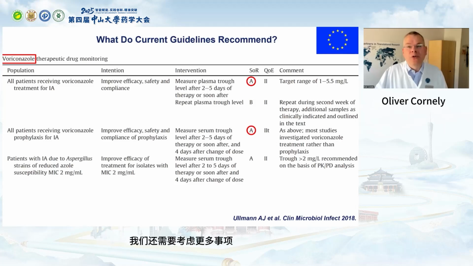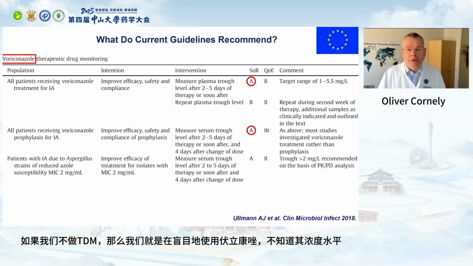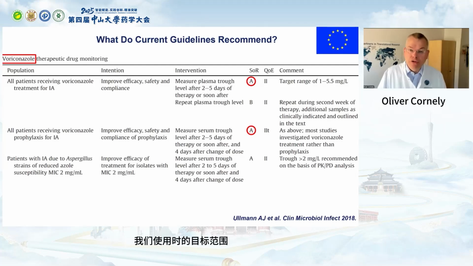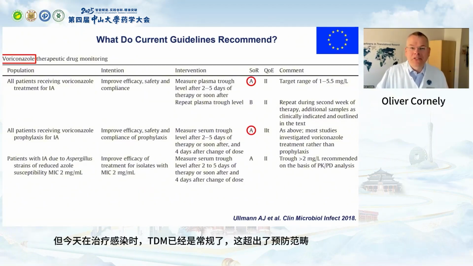More things to consider when choosing between the two drugs. Voriconazole needs therapeutic drug concentration measurement, TDM. If we don't do TDM, then we are flying blind with our voriconazole level. The target range where vori, if we use it, should be in is between 1 and 5.5. We even in prophylaxis would actually do TDM, but today managing infection, it's already there, so it's beyond prophylaxis.